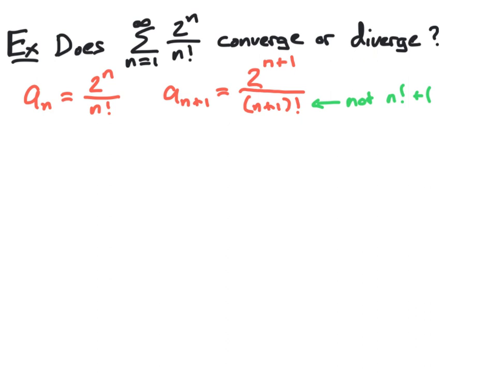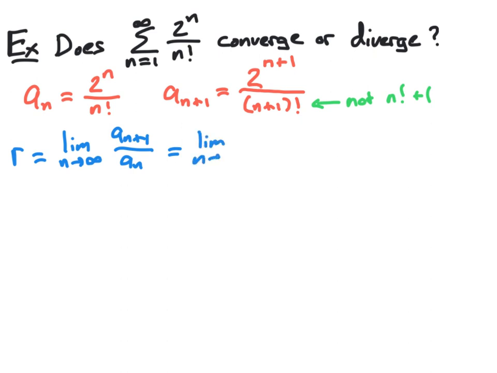Well, once we have these two terms, we're all set up to compute the number r, which is the limit as n approaches infinity of a sub n plus 1 over a sub n. Notice that we're leaving off the absolute value bars here because all of our series terms are going to be positive. 2 to the n is always positive, and n factorial is always positive. So we can certainly leave the absolute value bars if we'd like, but we can omit them in this case.